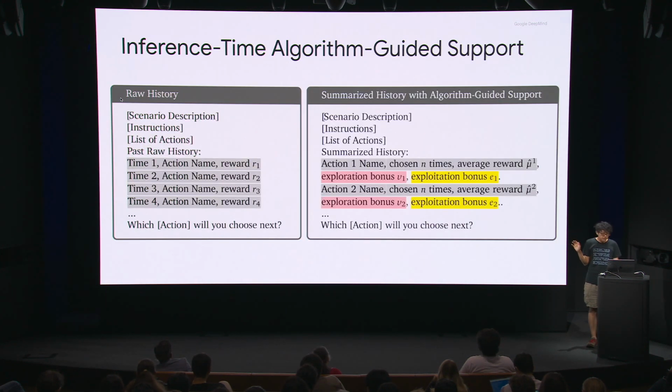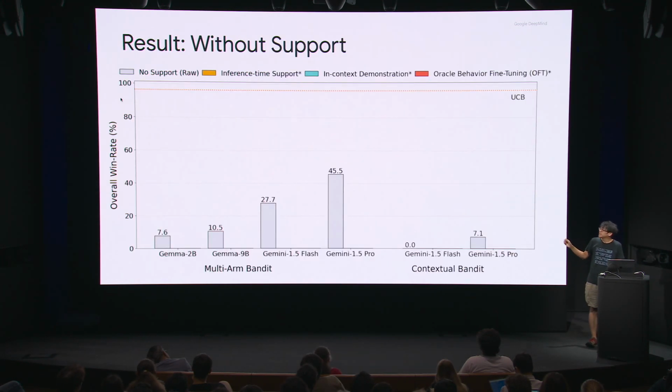So we know that UCB explicitly calculates exploration bonus and exploitation values for each of the arms or each of the items. We can directly append them into the prompt itself. So how well does it do? This is the performance from before without any kind of support.